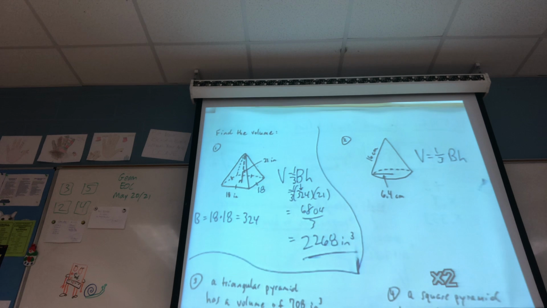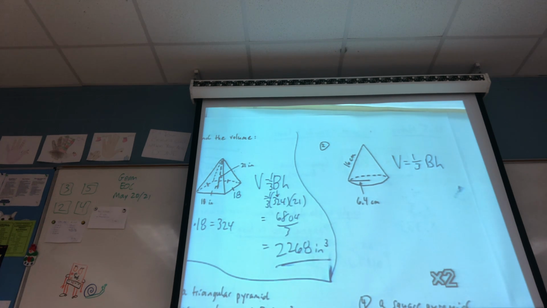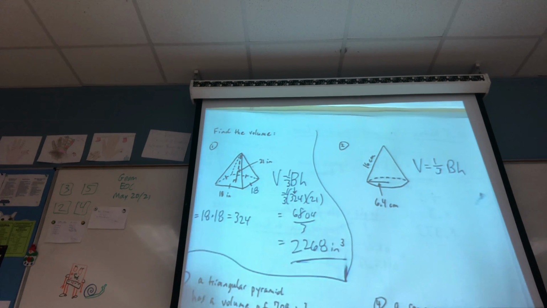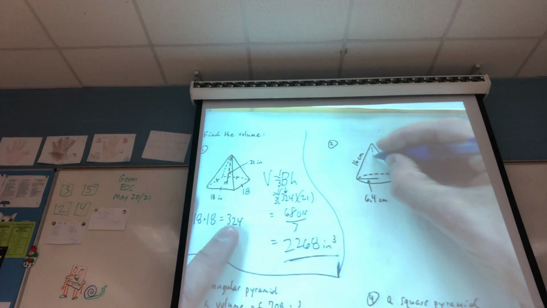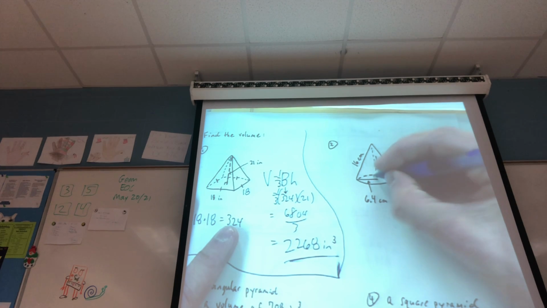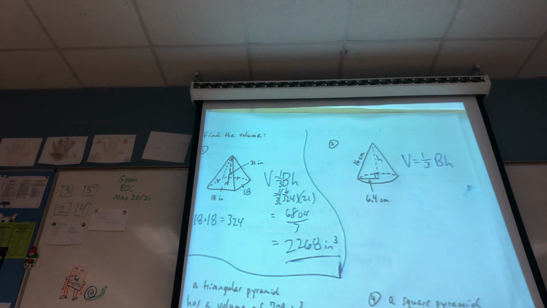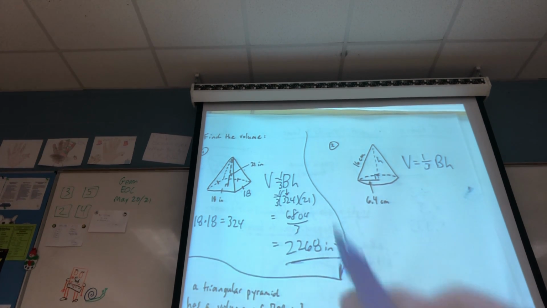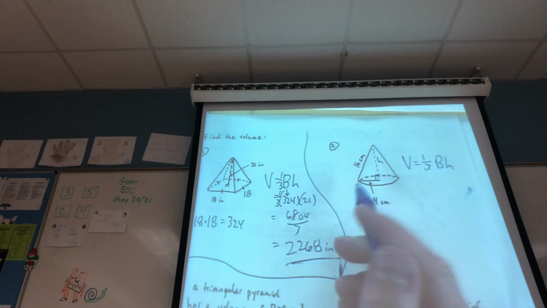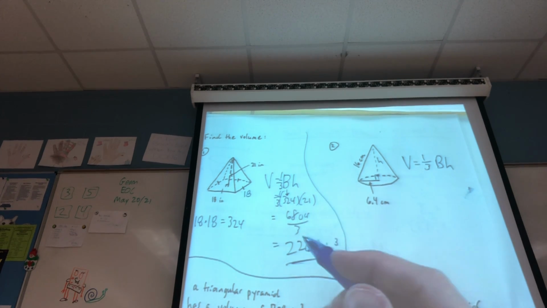And who would like to get us started on number 2? What can we do or start figuring out first here? Haley? Well, first you have to get the height because that's the slant height. Good, so you have to do the Pythagorean theorem to solve for that height, because they give you 16 as a slant height. That's not going to do us any good for volume.